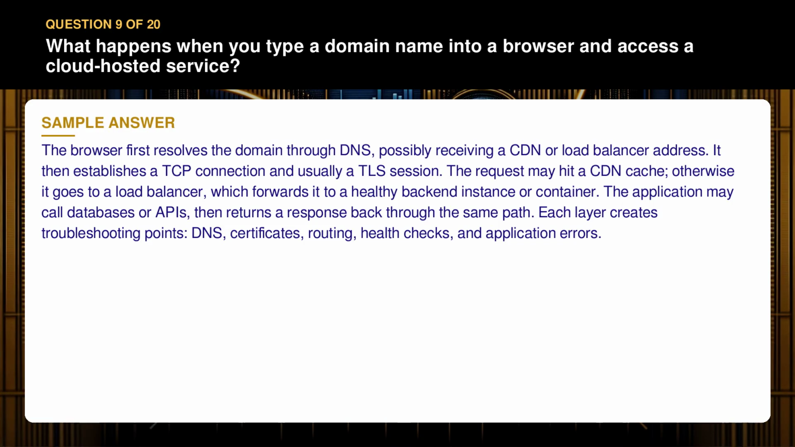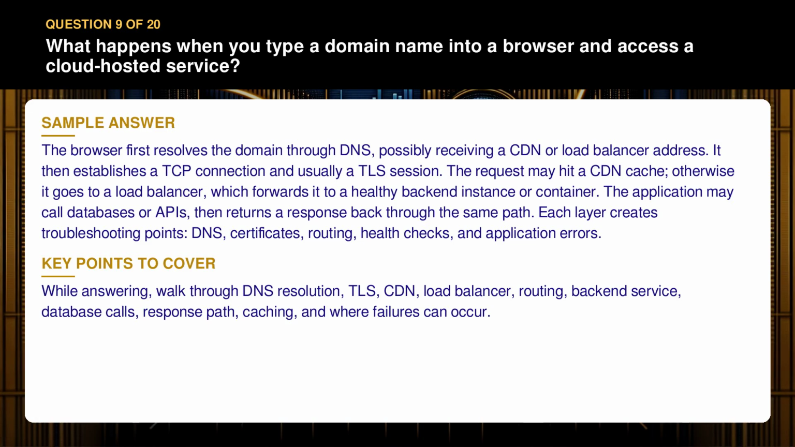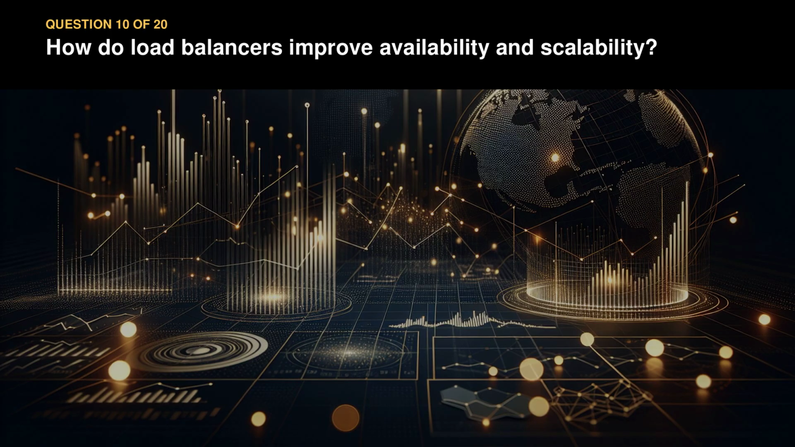Each layer creates troubleshooting points, DNS, certificates, routing, health checks, and application errors. While answering, walk through DNS resolution, TLS, CDN, load balancer, routing, backend service, database calls, response path, caching, and where failures can occur.